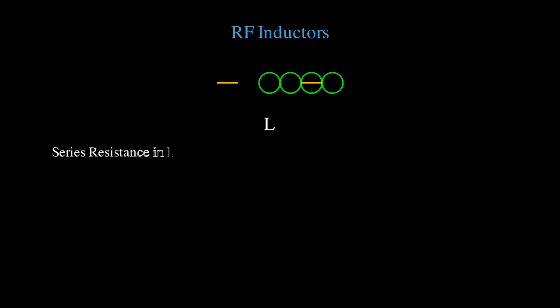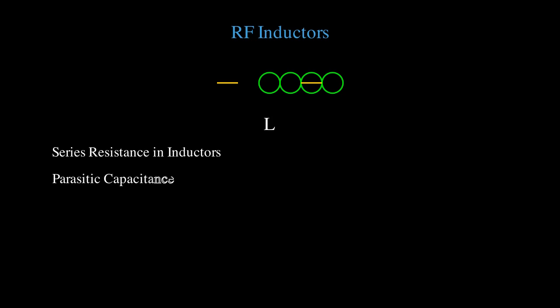The series resistance in inductors comes from several sources. DC resistance is simply the resistance of the wire used to wind the inductor. At RF frequencies, skin effect increases this resistance because current flows only in a thin layer near the conductor surface. Core losses in magnetic materials add additional resistance at high frequencies.